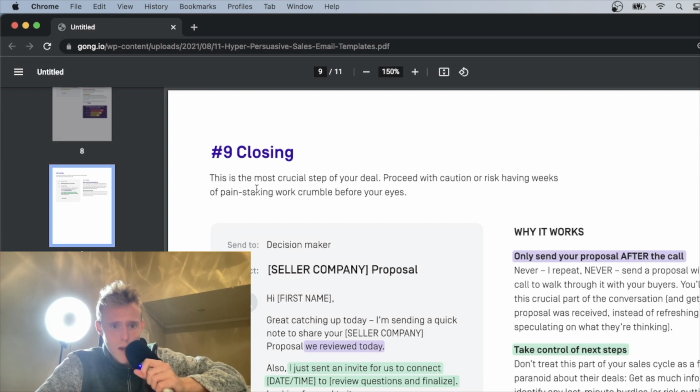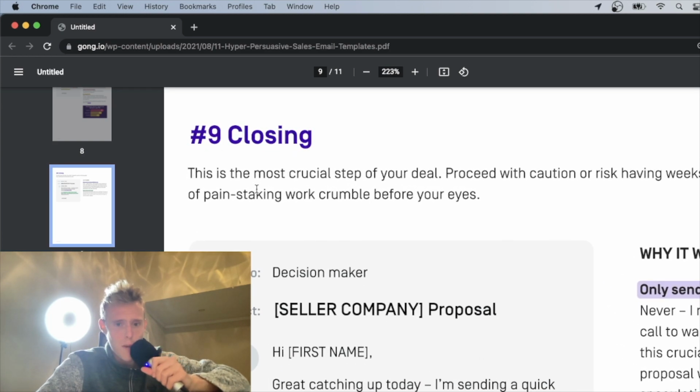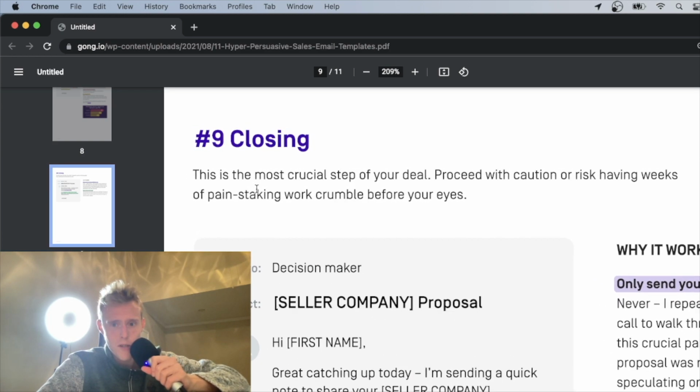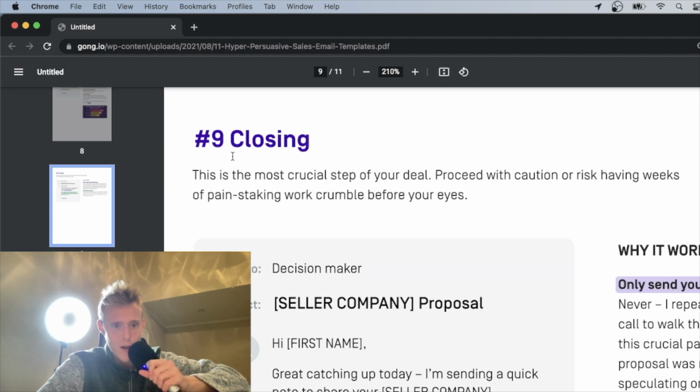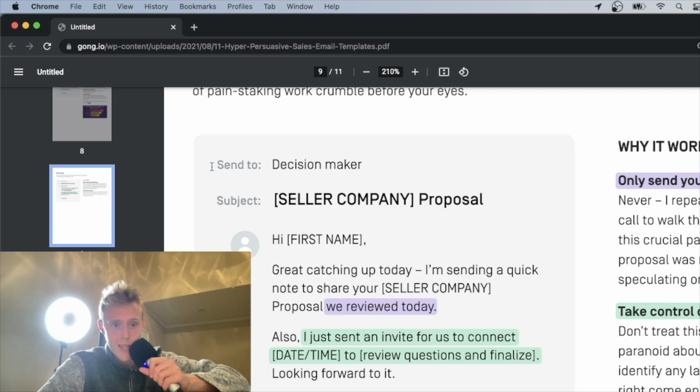Closing. This is the most crucial step of your deal. Proceed with caution or risk having weeks of painstaking work crumble before your eyes. Ouch. Send to the decision maker. So this would be the Qualtrics proposal.